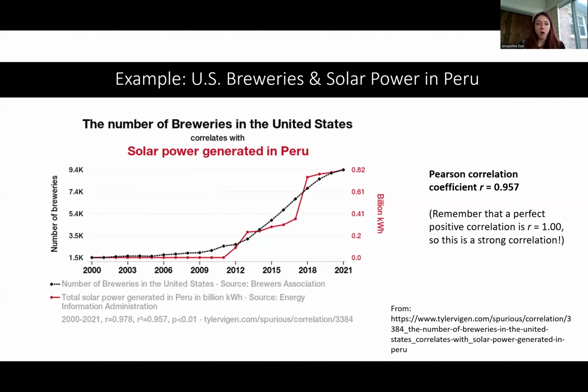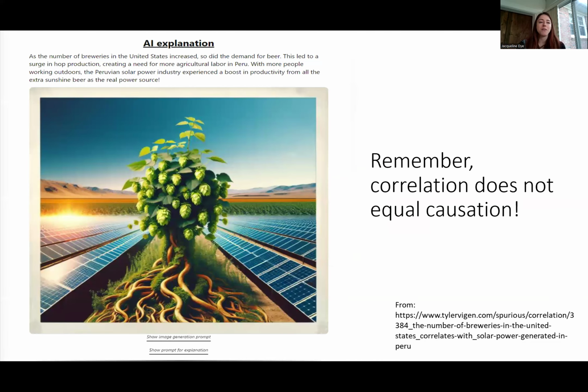This website also generates an AI explanation. This is, again, kind of a signal to be wary about what you read in the news. When news media covers research, they don't always do it in the most informed manner, or in a manner that actually accurately describes the research.